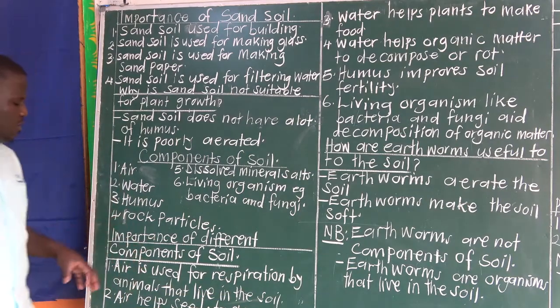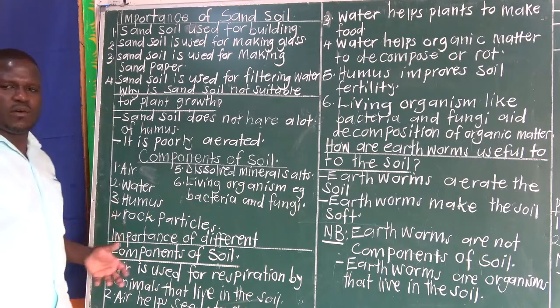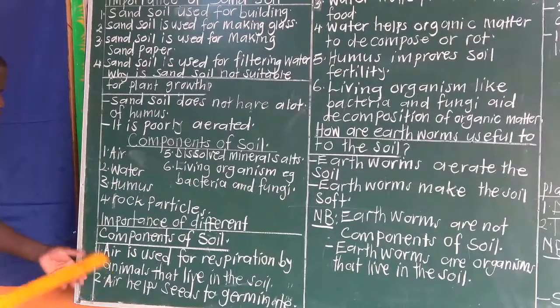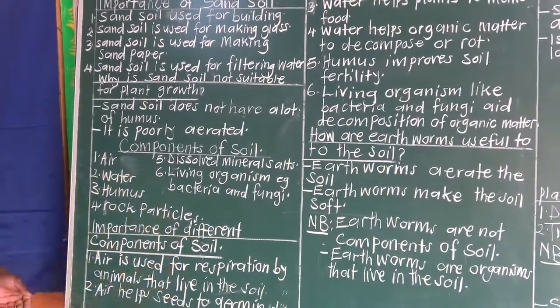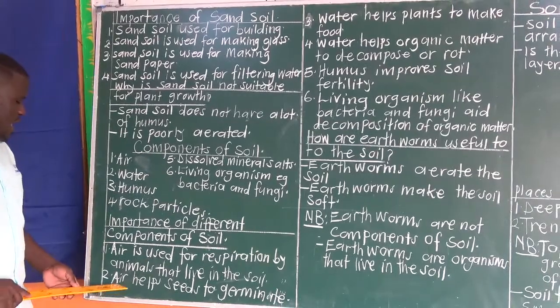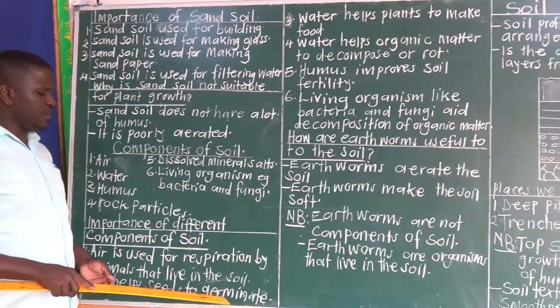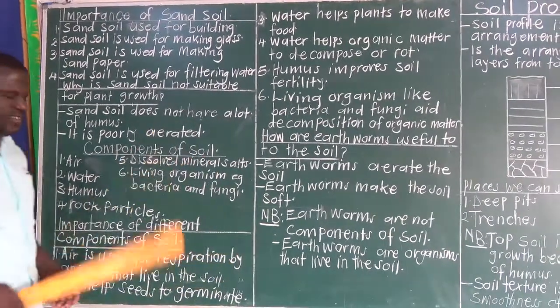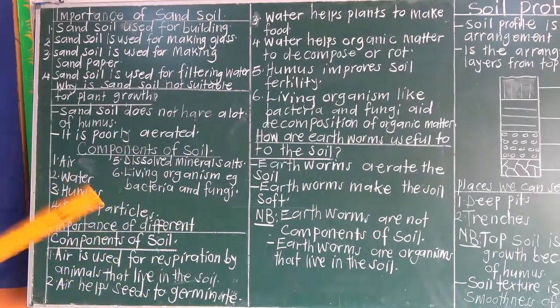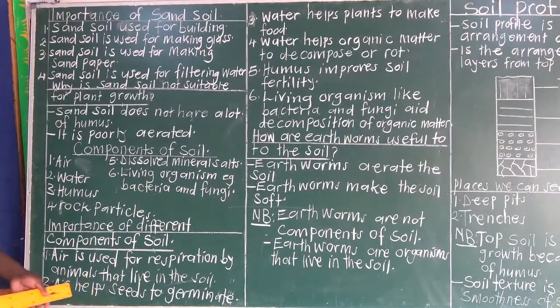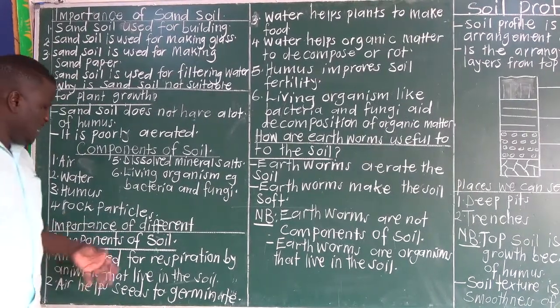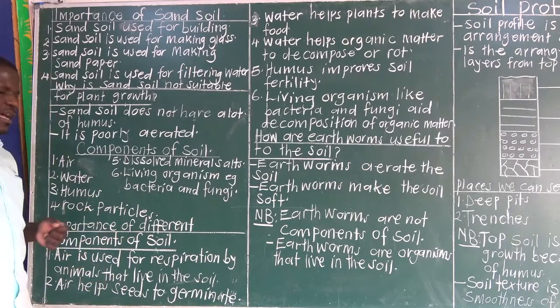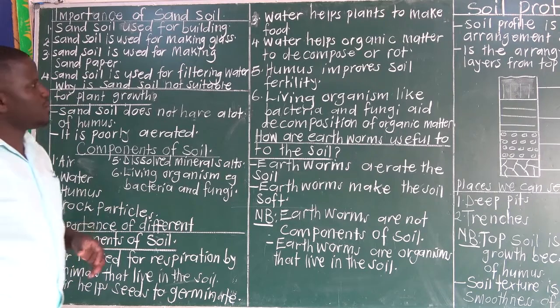So oxygen helps the soil organisms like earthworms to carry out respiration. So air is used for respiration by animals that live in the soil. Then air helps seeds to germinate. Which air helps seeds to germinate? Oxygen. So air as a component of soil helps in seed germination, and it helps animals that live in the soil to carry out respiration.